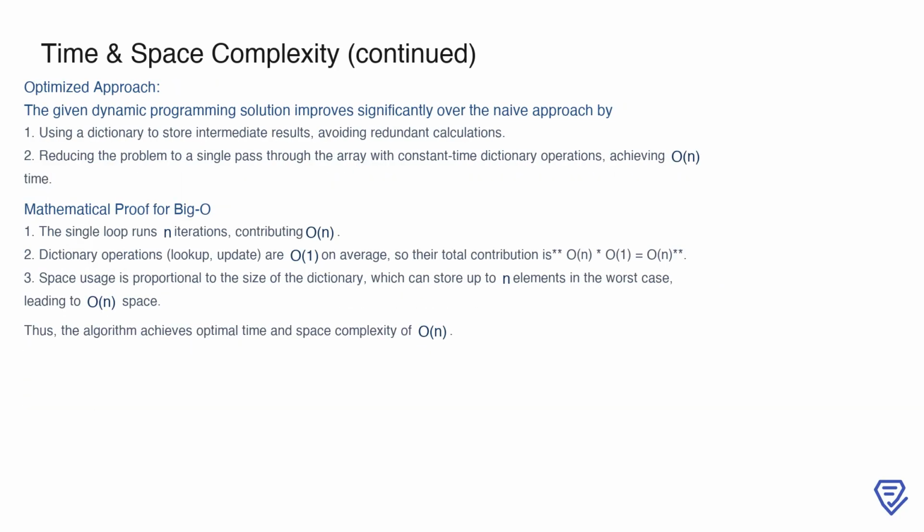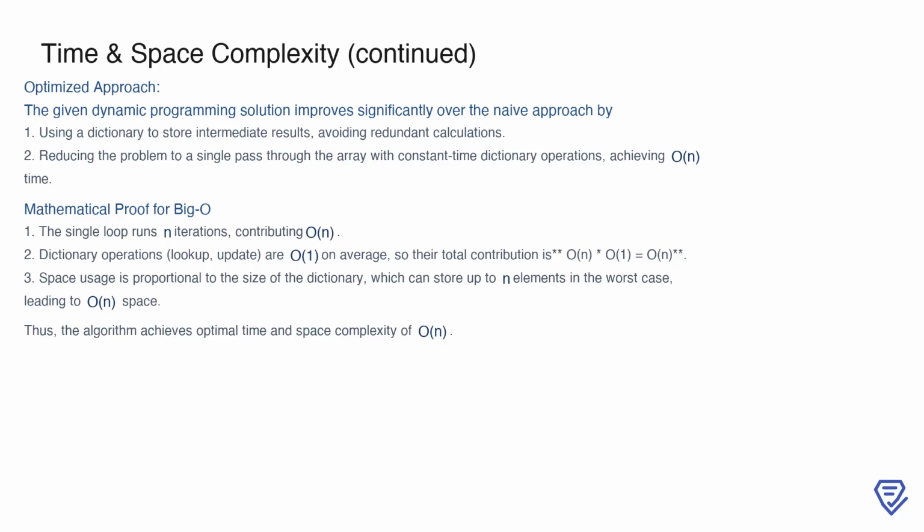The optimized approach leverages dynamic programming and a dictionary to significantly reduce computational overhead. By storing intermediate results in a dictionary, the algorithm avoids redundant calculations. The single loop processes the array in O(n) time, and the constant time dictionary operations, such as lookup and update, contribute O(1) on average for each element.